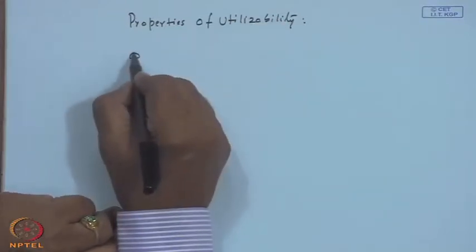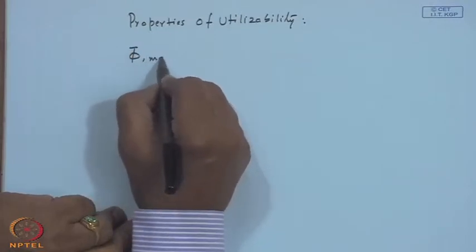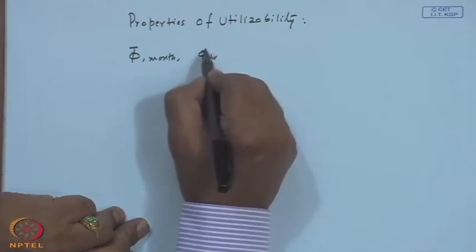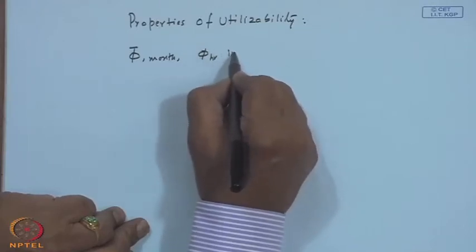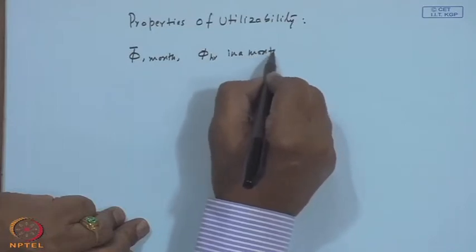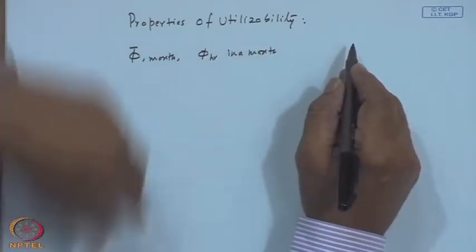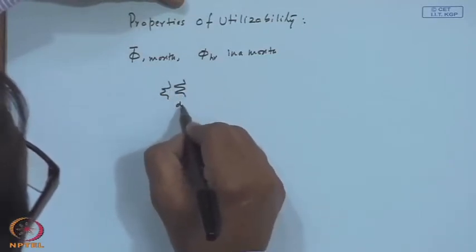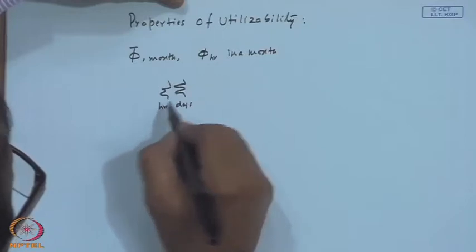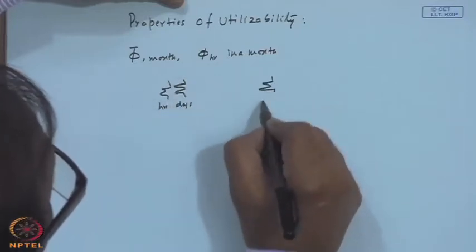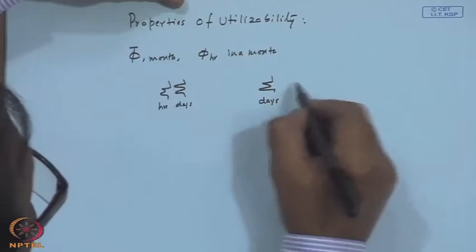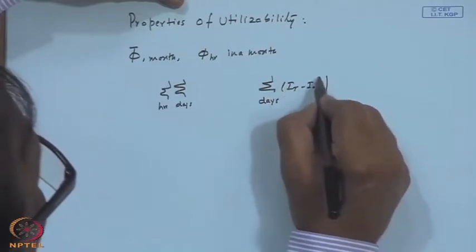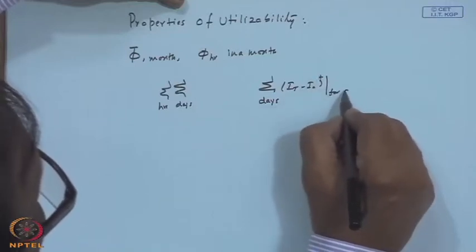I can define this phi bar for the month, I can define a phi bar for the hour in a month, of course, as I have explained, for the day also. So, this is in terms of summation over the days and hours. This will be summation over days I t minus I c plus for a particular hour.